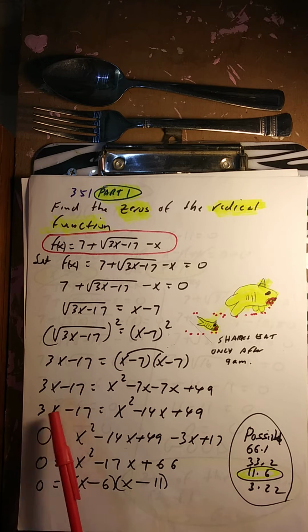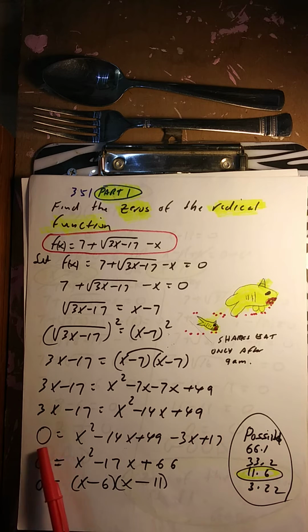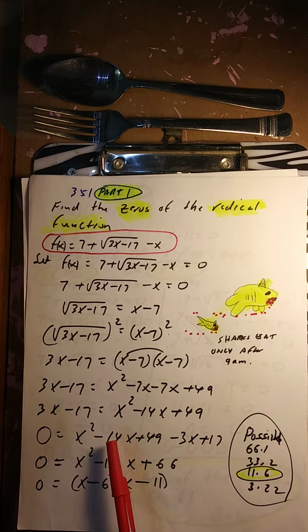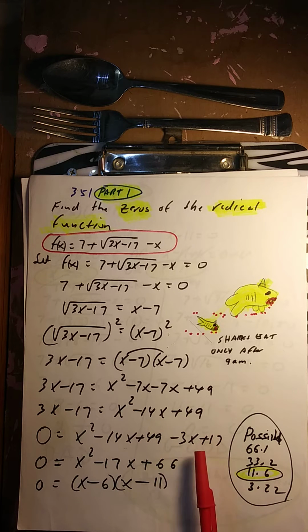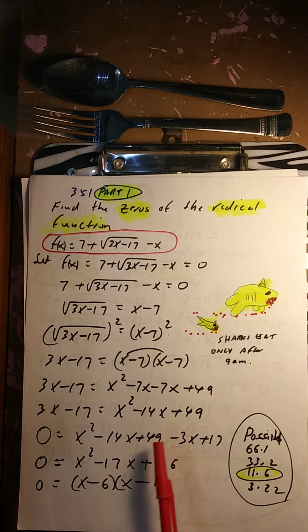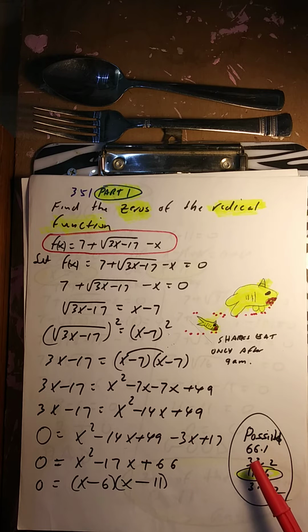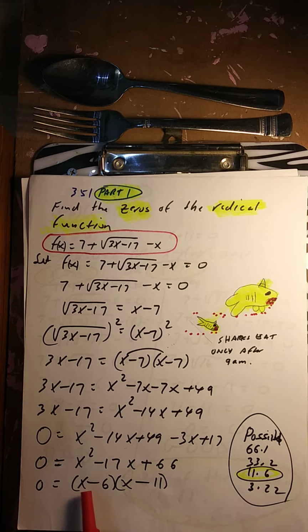Now let's bring this right here over to the other side. So you have 0 is x squared minus 14x plus 49 minus 3x plus 17, the opposites. So now once we get that, we have 0 equals x squared minus 17x plus 66. This right here, 66 is 66 times 1, 33 times 2, 11 times 6, 3 times 22. I say 11 and 6 might work. Let's try it. That's the setup.